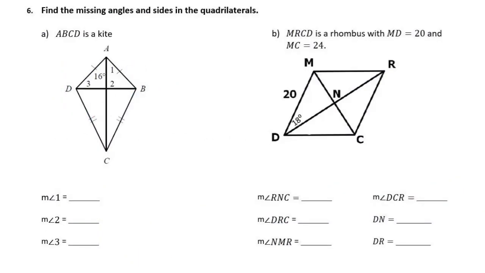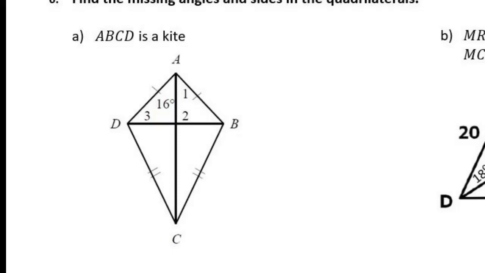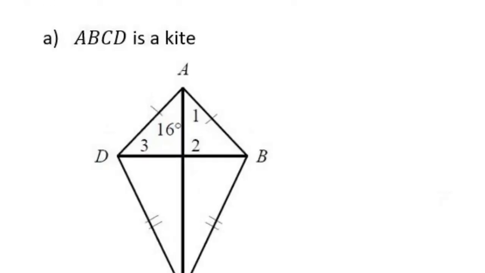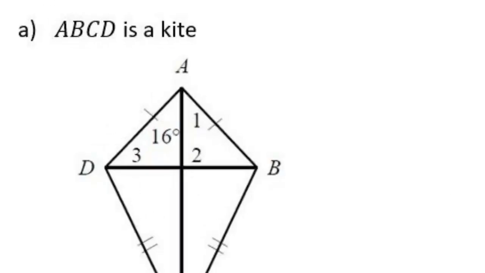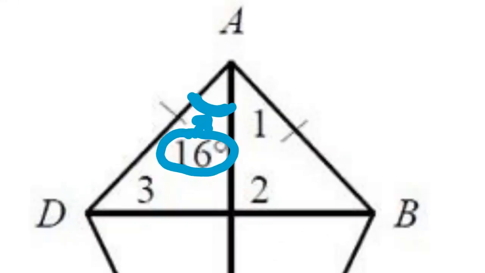Number 6, parts A and B. Awesome, okay. So ABCD is a kite. They didn't do a very good job of getting it back in the corner, but this 16 degrees is this angle right here. We're supposed to find the measurement of angle 1, angle 2, and angle 3.